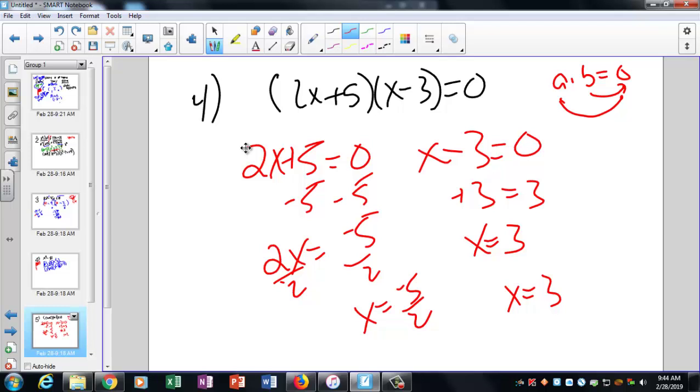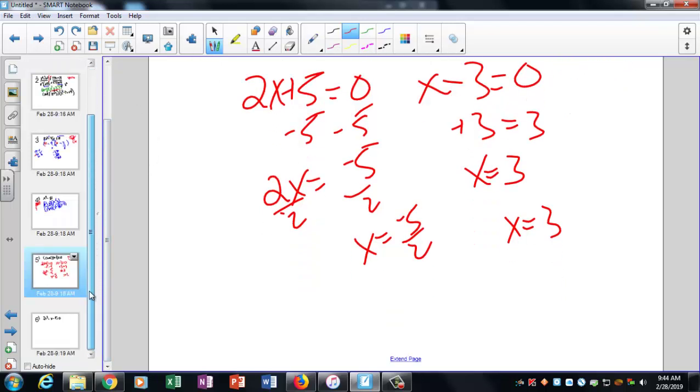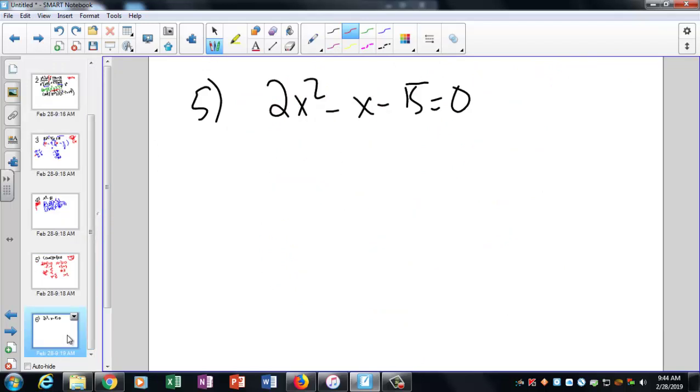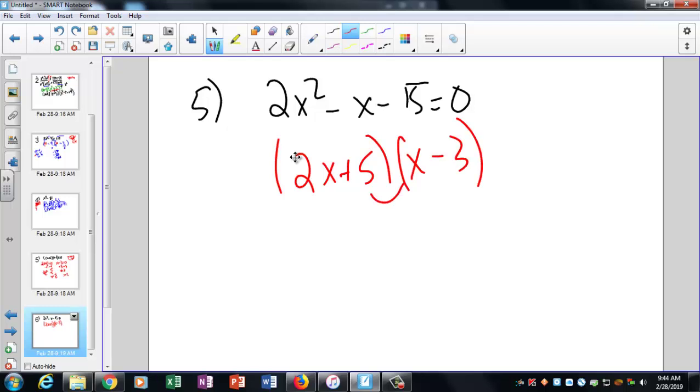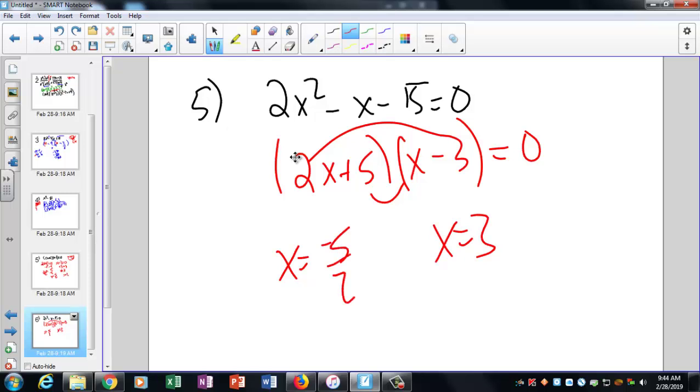All right. Lastly, if it's like this, how do we solve it? We solve it by factoring. We got 2x plus 5, x minus 3. That's 5x. This is minus 6x equals 0. And that is the exact same problem we just worked. X equals 3 and x equals negative 5 halves. Some of y'all going like this, you damn tricked us. Yeah, I did.